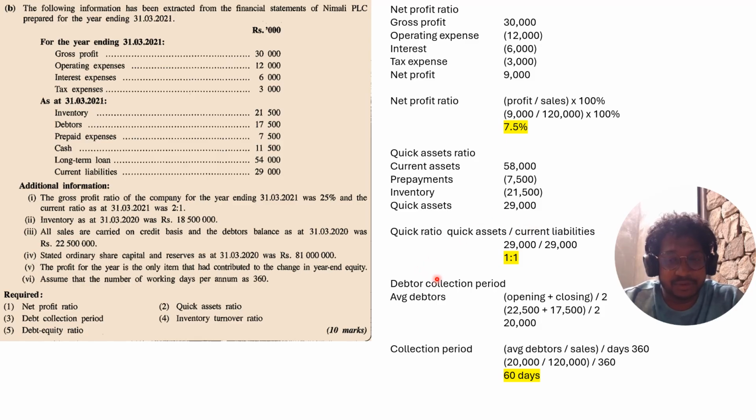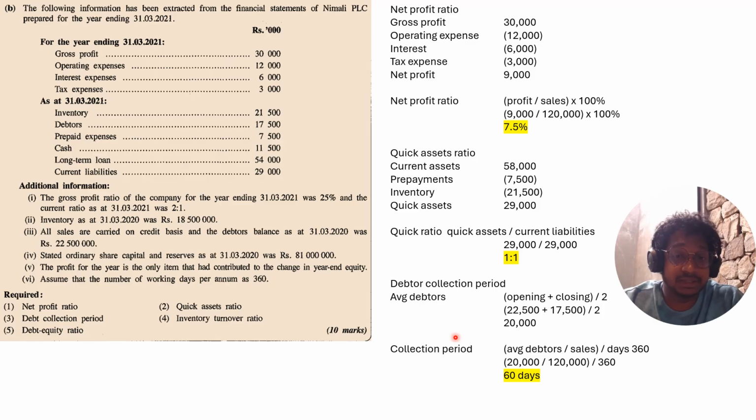So to find out quick ratio, quick assets divided by current liabilities. So your quick assets is 29,000 we found here. And the current liability is 29,000. So your quick ratio is 1 is to 1. And then debtors collection period. How to find out debtor collection period?